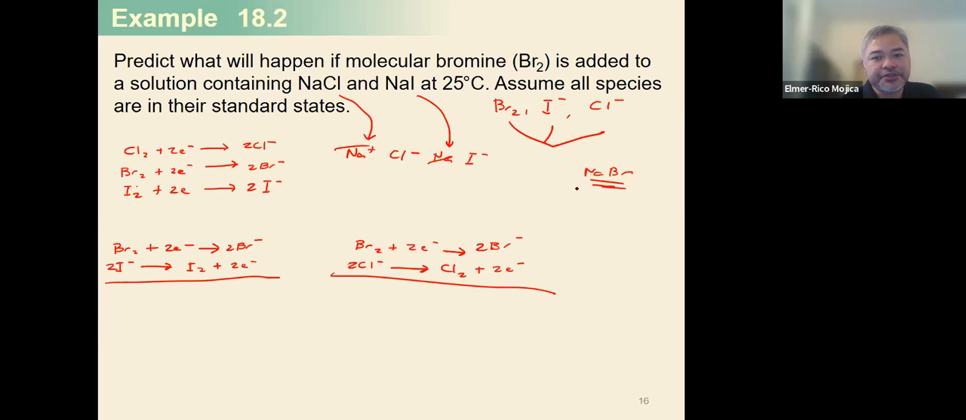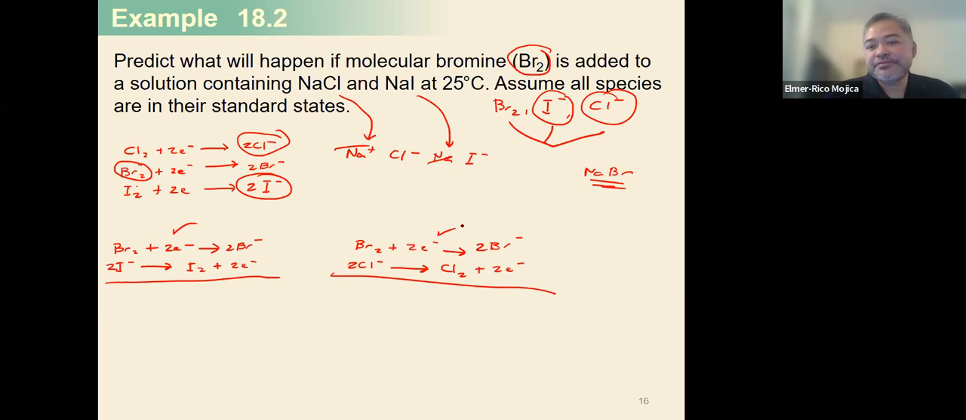So what you need to know is, what's the species that we have there? So you have the bromine and you have the iodide. And where can you find this? So you have this one here, and you have this one here, and you have this one here. So there's only 2 possible reactions for that. Either this one and this one. Now, in this case, only one is spontaneous and the other one is not.